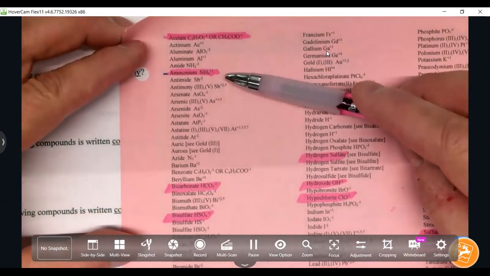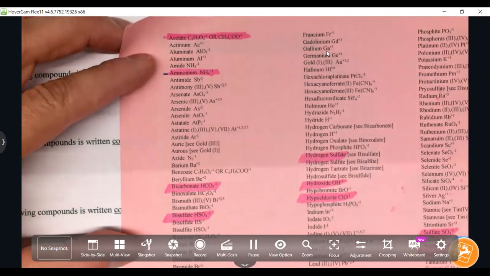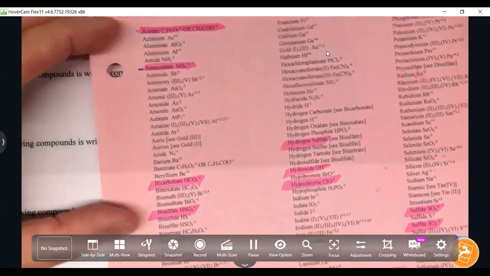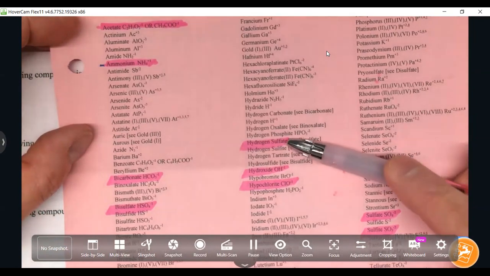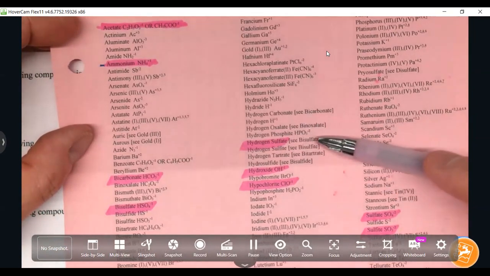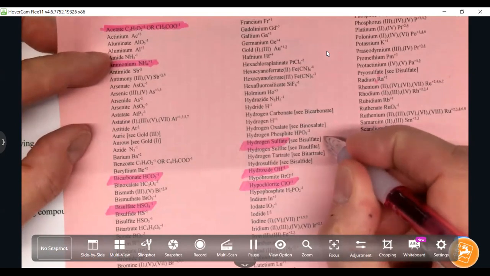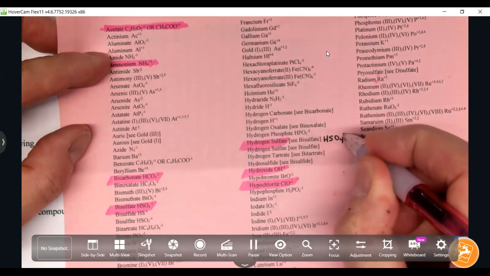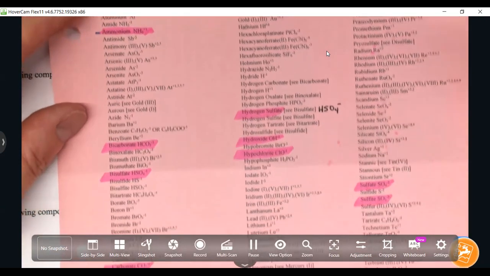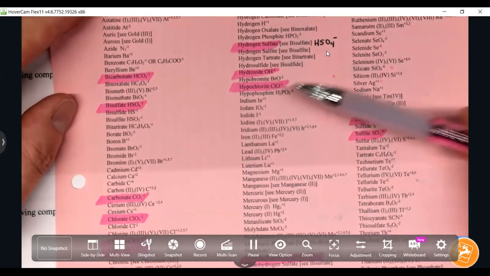So we got acetate, ammonium, bicarbonate, bisulfate. And then let's just do this top portion here. Hydrogen sulfate is actually bisulfate. Or let's actually do this. Let's actually put it right here as well. There's hydroxide, hypochlorite.